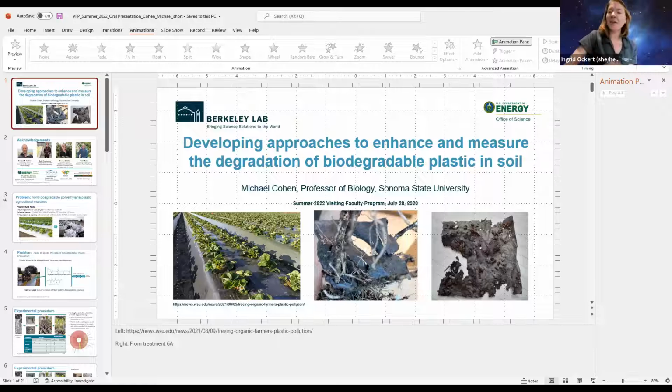I guess I have a question. This is really interesting to me as someone who grew up in the Northwest, and I saw lots of fields like this. I never understood what exactly was happening with the plastic mulch. So thank you for that explanation. How long has biodegradable mulch been developed? Is this a recent thing, or has this been happening for a while?